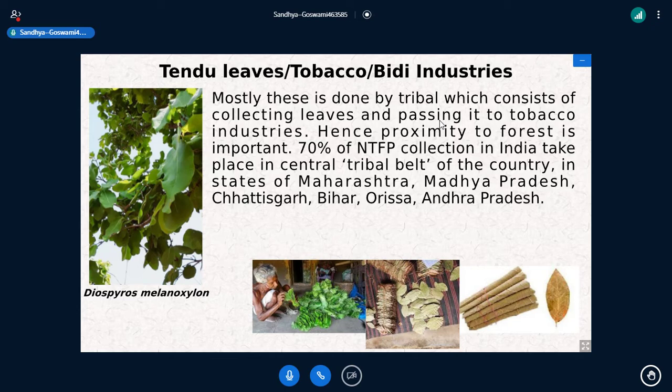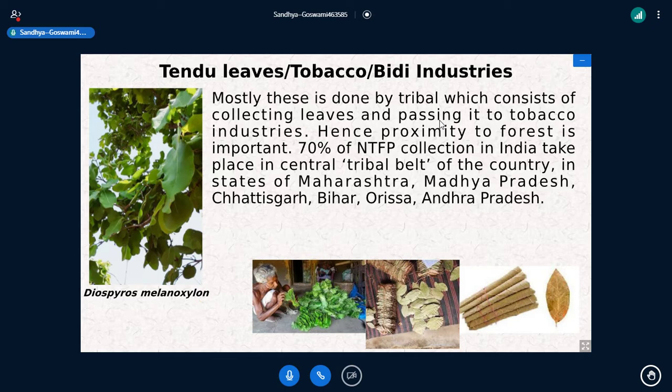Now the first example of a non-wood forest industry we are taking up is the tendu leaf industry, or tobacco industry, or bidi industries we call them. And this bidi or tendu leaf, नाम ही है tendu leaf. So tendu is a tree, here you could see, right? It is a huge big tree, here only so that leaves could be seen. That is why I have taken this picture from net. Botanically it is named Diospyros melanoxylon, right?